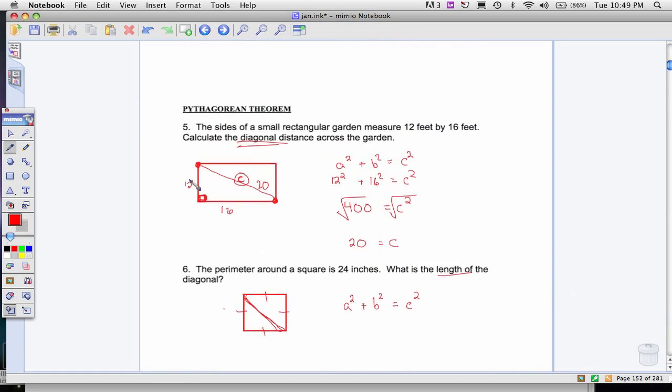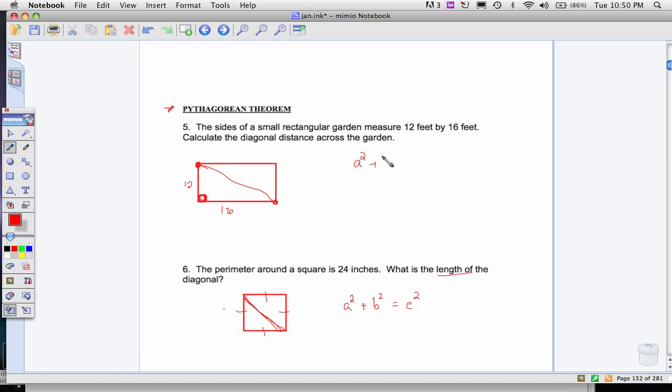Now, on the other side, all of these problems deal with the Pythagorean theorem. The sides of a small rectangular garden measure 12 feet by 16 feet. I want you to calculate the diagonal distance. Well, I drew a rectangular garden right there. You have 12 feet by 16 feet, and in order to find the diagonal distance, you have to go from this end and cut through the diagonal to this end. And what it creates is a right triangle.